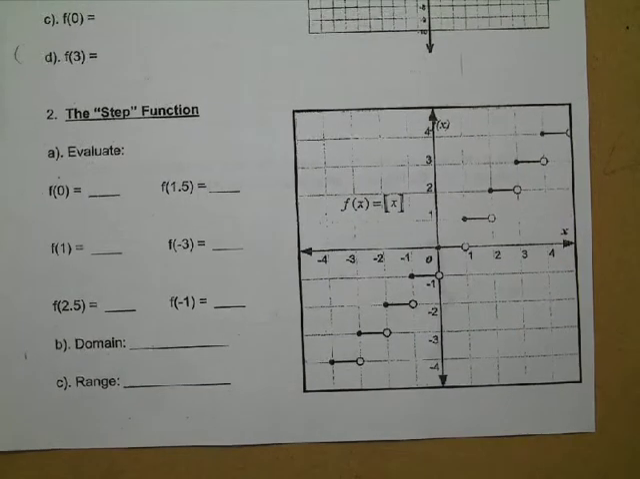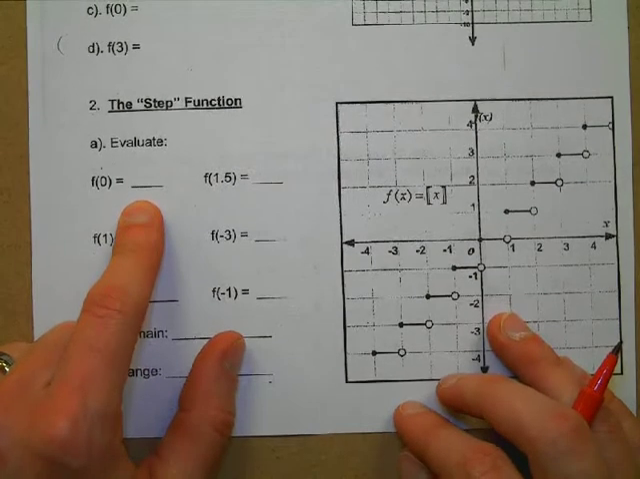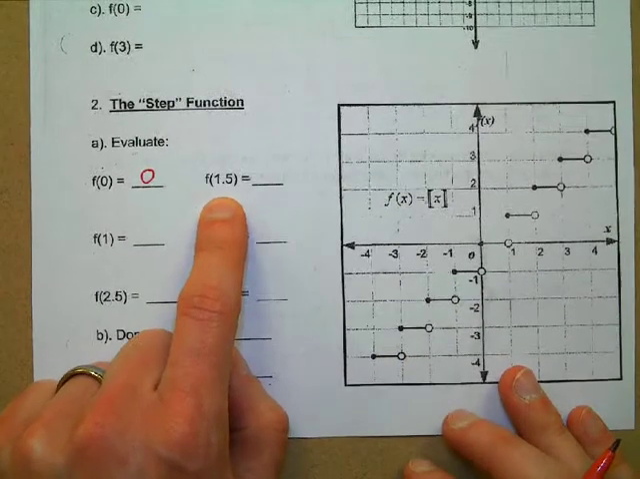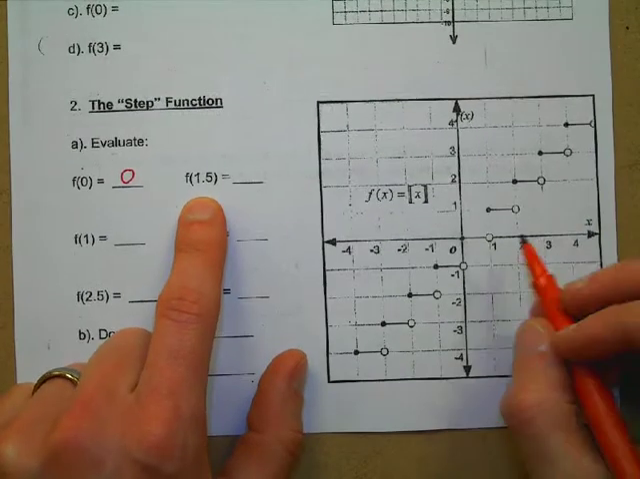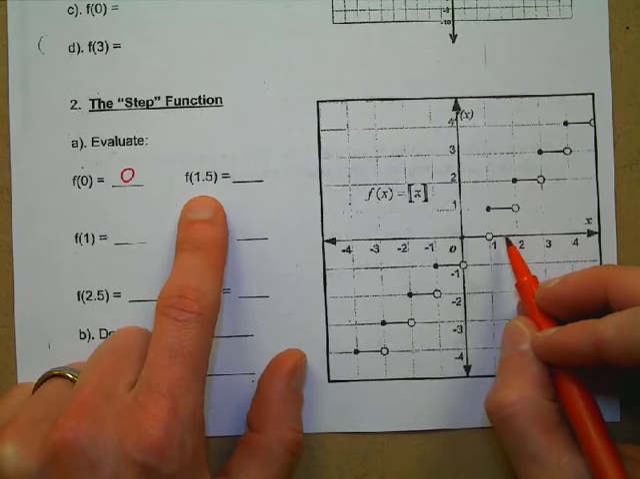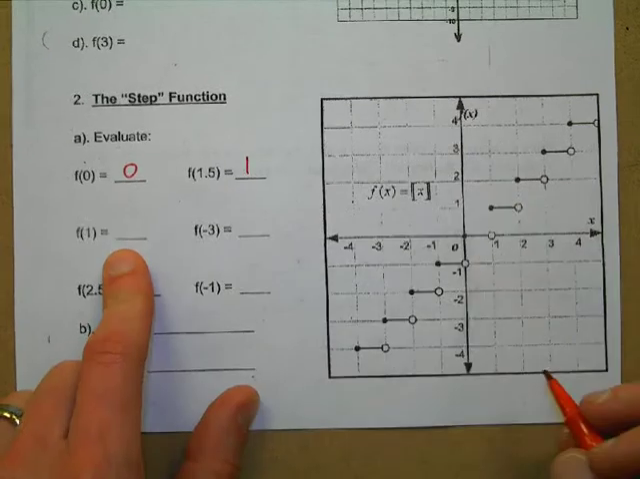So let's just look at this, okay? According to this graph, what is f of 0? 0, yeah, okay? According to this graph, what is f of 1.5? So if you look here, here's 1, there's 2, and here's 1.5. What's the y value associated with this x value? It's 1, right? Yes, it's 1. How about f of 1? What's f of 1? 1.